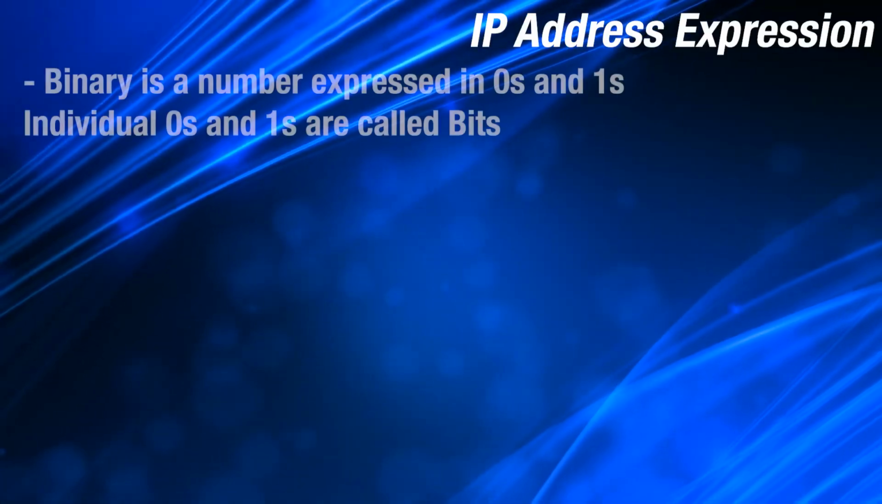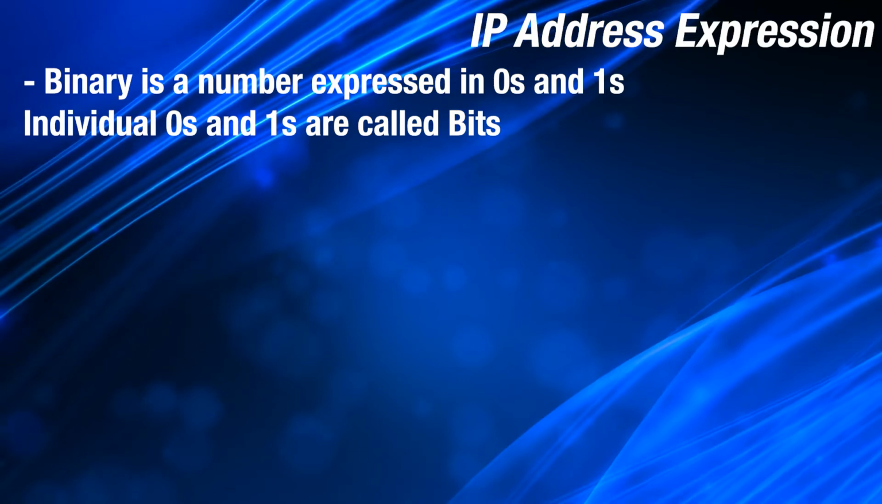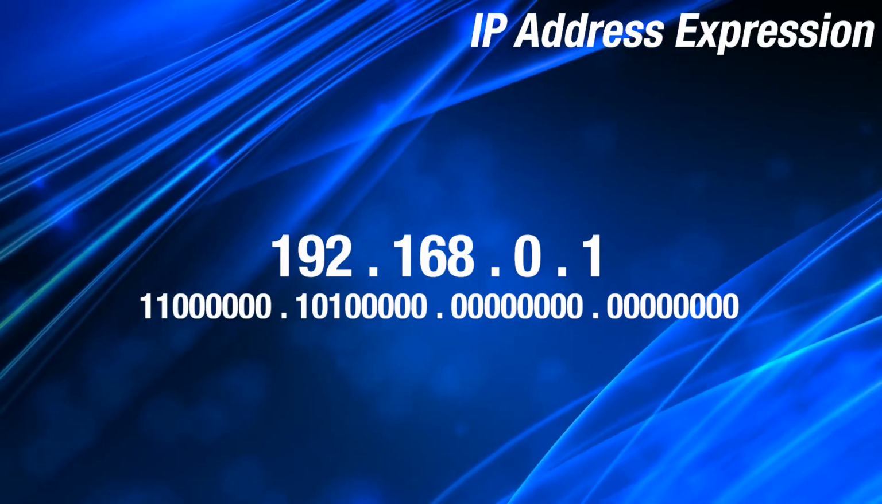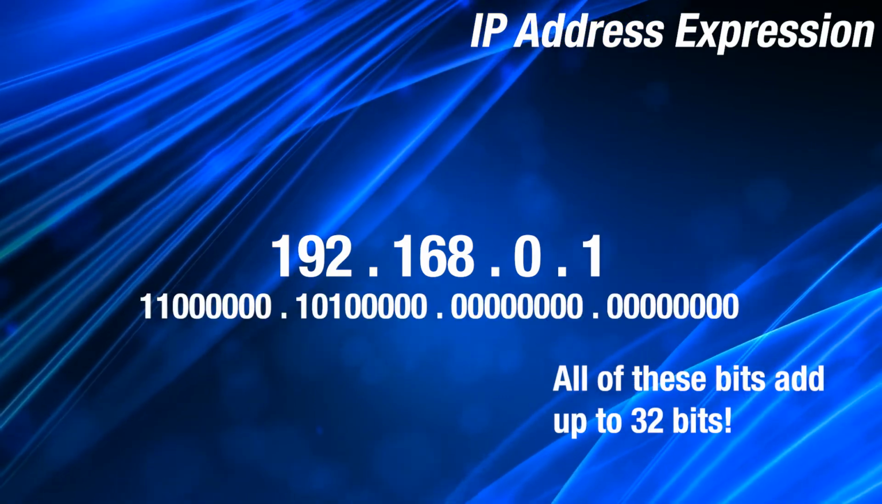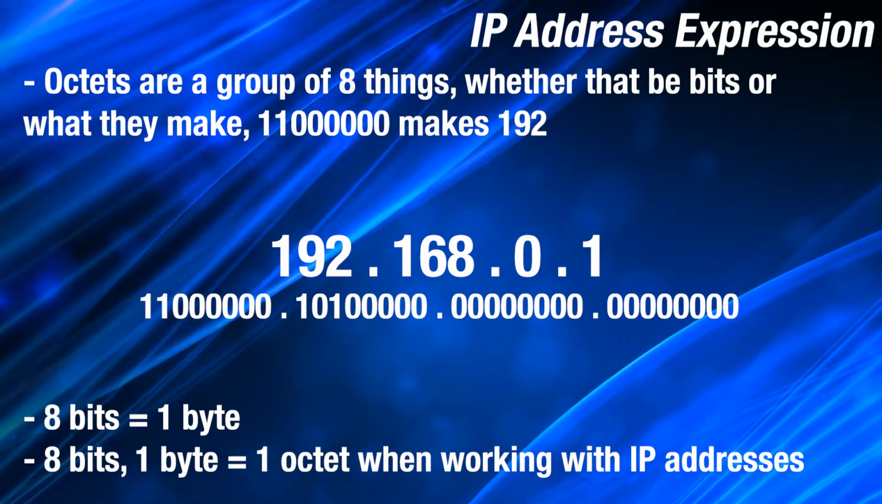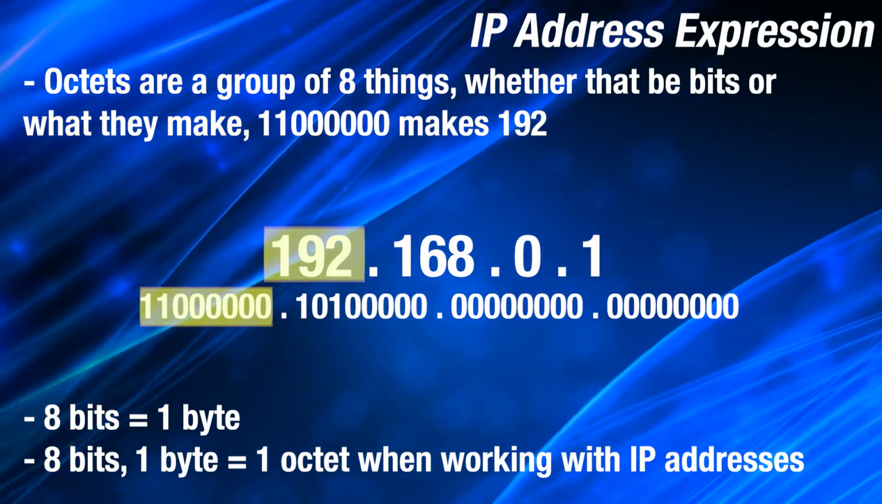IP addresses are expressed in binary and decimal. Binary is a numbering system of ones and zeros. These are called bits. Each IP address consists of 32 bits divided into 4 sections. These sections are called octets. Each octet contains 8 bits, or 1 byte.